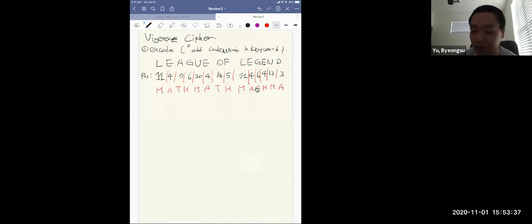So add the course word in keyword. So here we know that it corresponds to MATH, MATH, MATH, MA. And we know that M corresponds to 12, I really need to check it, and A corresponds to 0, T corresponds to 19, and H corresponds to 7, and it is just repeated: 12, 0, 19, 7, 12, 0. Then in the Vigenere cipher, what you need to do in case of encode is add, right? Oh, sorry.